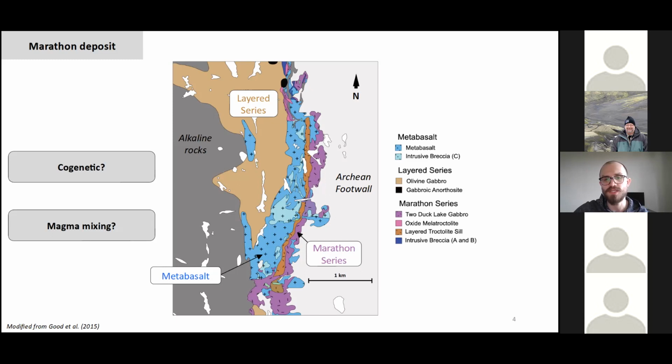Something that I forgot to mention here is that of these three rock series, only the Marathon series hosts copper and PGE mineralization, and so it's the most economically important within the eastern gabbro.